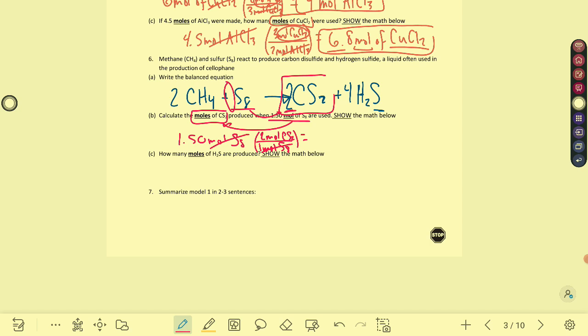All right, let's take 1.5 times 2, and it'll be 3, but because we are given 3 sig figs, it needs to be 3 sig figs. 3.00 mol CS2.